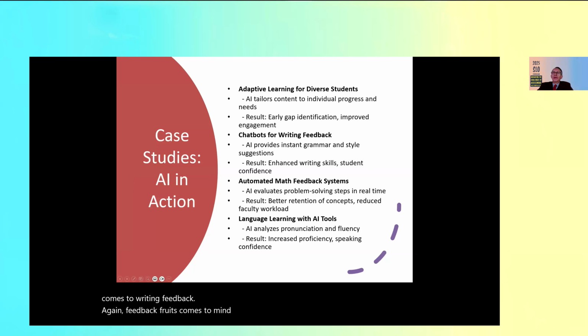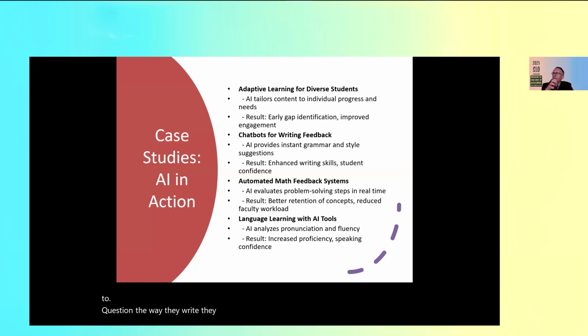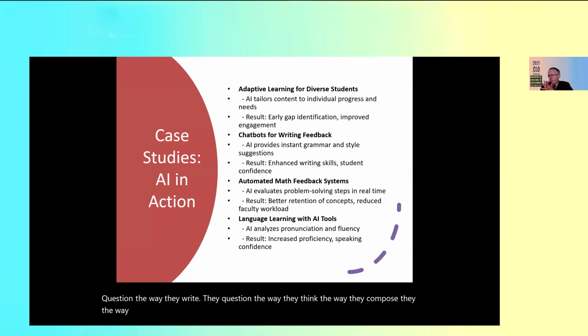There is a Pace AI product that I've been using myself in my ESL classrooms. Those are highly interactive platforms that allow students to question the way they write, they question the way they think, the way they compose, the way they create their own, articulate their points.